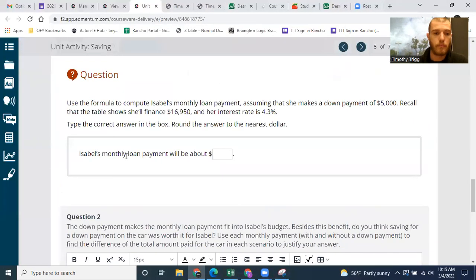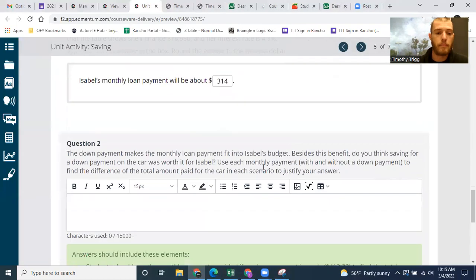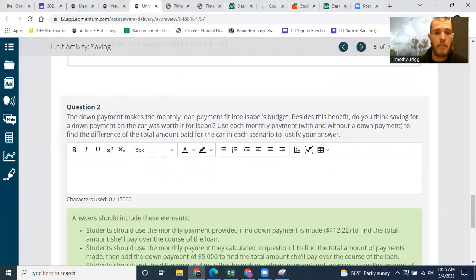Okay. So Isabel's monthly payment will be about, it says round to the nearest dollar. So that's going to be $314. The down payment makes the monthly loan payment fit into Isabel's budget. Besides this benefit, do you think saving for a down payment on the car was worth it for Isabel? Use each monthly payment with and without the down payment to find the difference in the total amount paid for the car in each scenario to justify your answer.